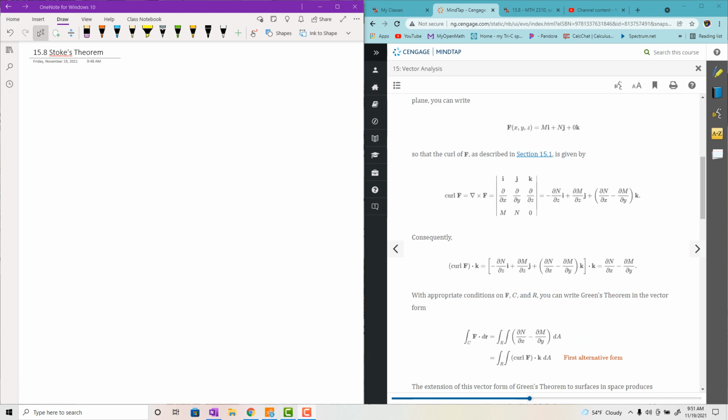Okay, hey, welcome back. So, finally, 15.8, the last section in the vector analysis chapter. The story of Stokes' theorem again begins back with Green's theorem and the alternate forms for Green's theorem. So this is more of a direct translation than was the divergence theorem.